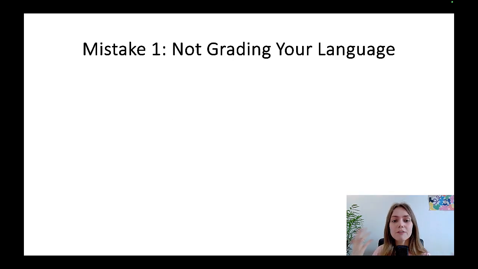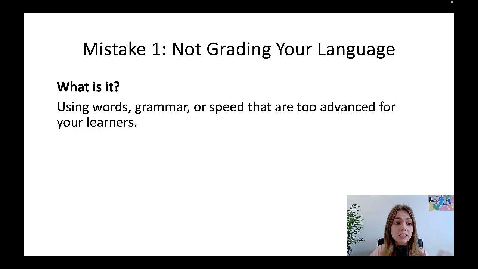So the first mistake is not grading your language. Essentially, it's when you use language, so words, grammar, or speed, that are too advanced for your learners, so too difficult for them to understand. Some of them are very straightforward, like words and grammar, duh. But some of them are a bit more subtle, especially if you're a native speaker, because when I say speed, that includes your connected speech, for example. Basically, when you don't grade your language, you make your students' life more difficult.